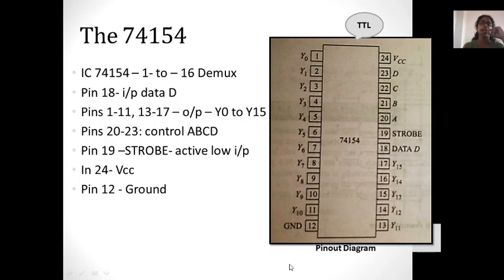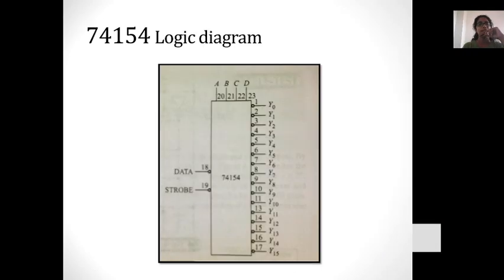So here the IC is 74154. This is the pinout diagram. Actually, we can simplify this diagram as this one. You can see this is the logic diagram. It shows just the logic, not all the pins.